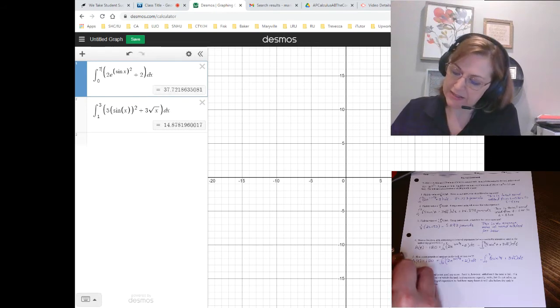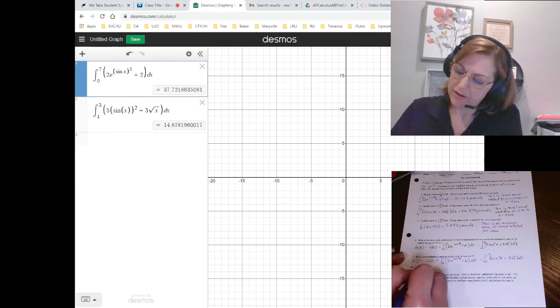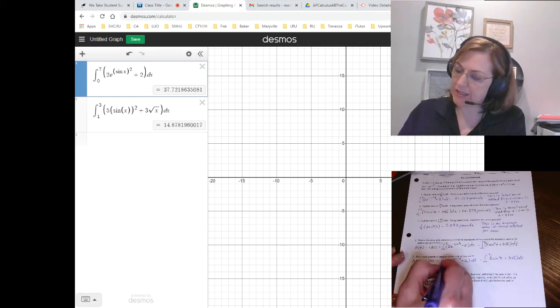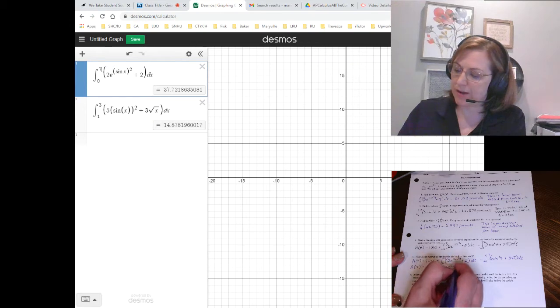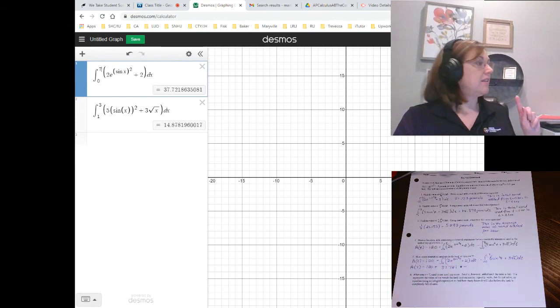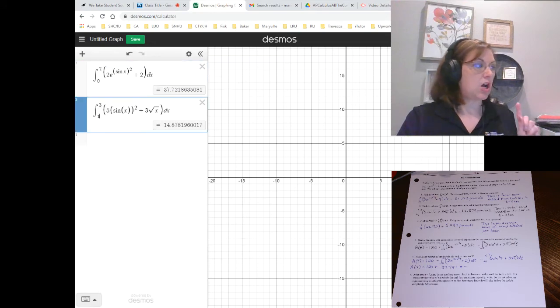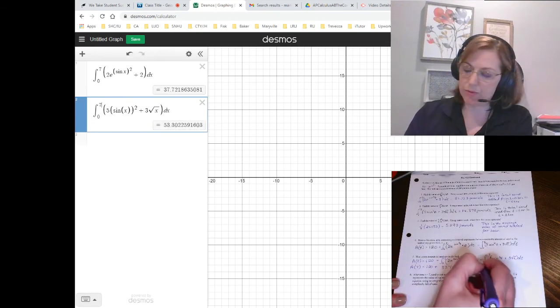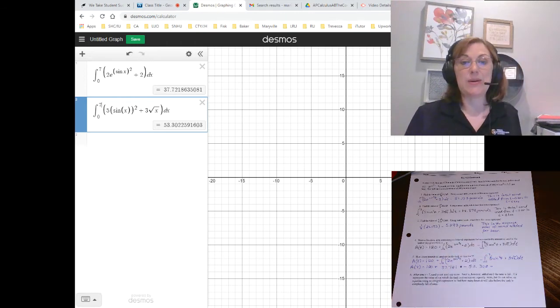That's my S integral. So that's 37.721. Oops, and I need a minus there. And then this is my R. So I'm going to do 0 to 7 here. And that's my 53.302. And then I get to add and subtract.